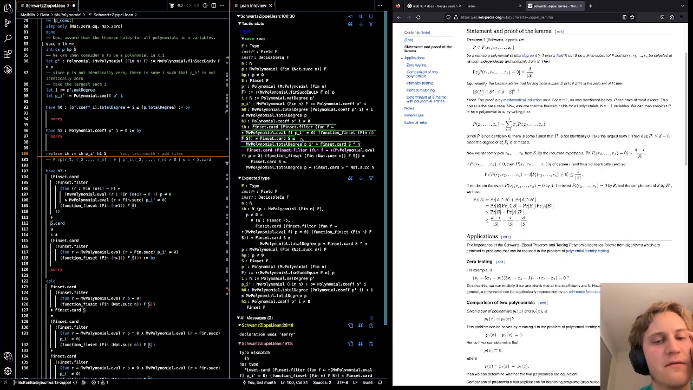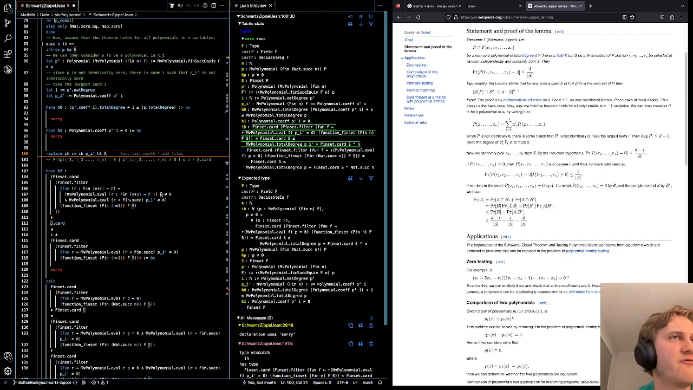I'm suddenly wondering if doing things with fin n is going to come back to bite me. Because if I do things with fin n, there's a question of decidable equality, but maybe I'll just not worry about that. Anyway, so what is H2? The cardinality, when I filter through this function here.